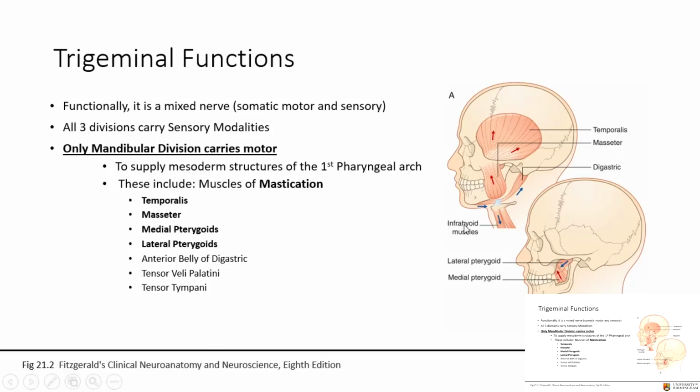Here you have a diagram of some muscles of mastication, so temporalis and masseter here. This is the anterior belly of the digastric, so remember that this one is innervated by the trigeminal, but the posterior belly is innervated by the facial nerve. And here we have the medial and lateral pterygoids.